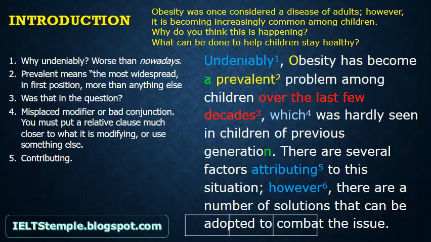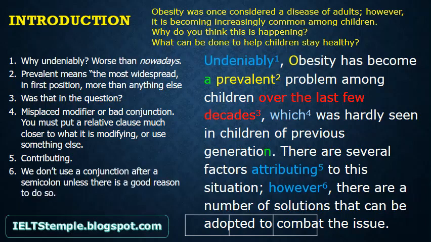There are several factors contributing, not attributing. However, there are now. I see this here. Obesity considered disease of adults. However, you saw that and went, that looks like a good idea. I'll do that. And you did the same thing. First of all, you don't use a conjunction after a semicolon unless there's a good reason to do it. You need to replace a comma with a semicolon, and generally semicolons are used to connect short sentences.